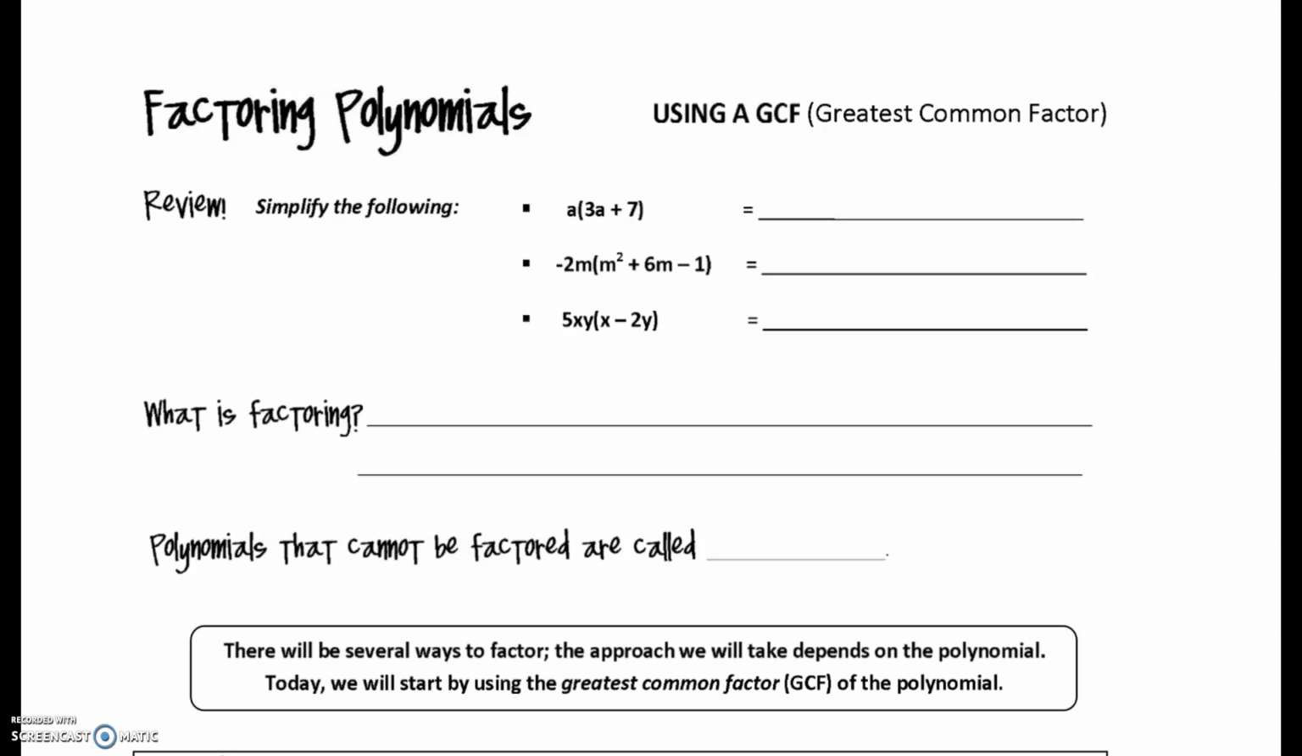So last week we talked about multiplying these polynomials together. And when we did that, we were distributing and we would add the exponents together. So in this case, you would have 3a squared plus 7a. In the second one, as you distribute this negative 2m, you would get negative 2m to the third. Negative 2 times 6 is negative 12, and you have m to the second. And negative 2 times negative 1 is positive 2, and you want to bring that m over in your final answer.